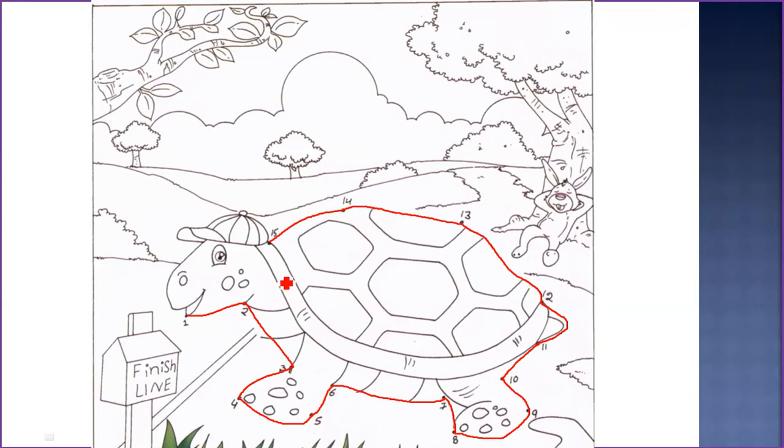Okay, now what is this? Yeah, this is a tortoise. And this is a rabbit. The rabbit is sleeping and the tortoise is running towards his finishing line. Yeah, this is the finishing line.